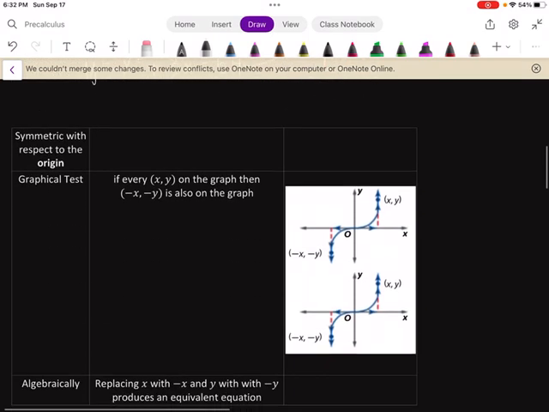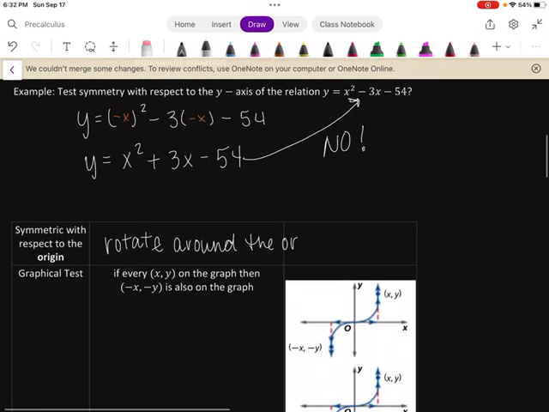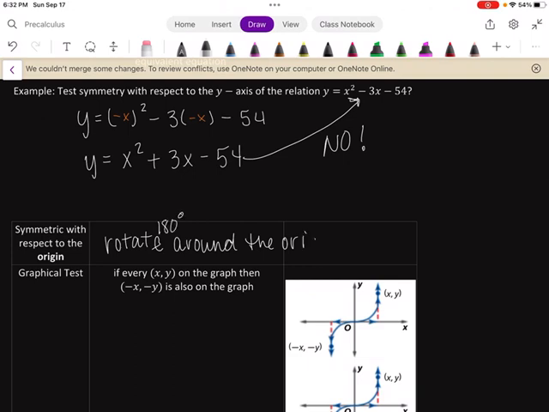So symmetric with respect to the origin. This means that it could be rotated around the origin. Oh, I spelled around wrong. Rotate 180 degrees around the origin.